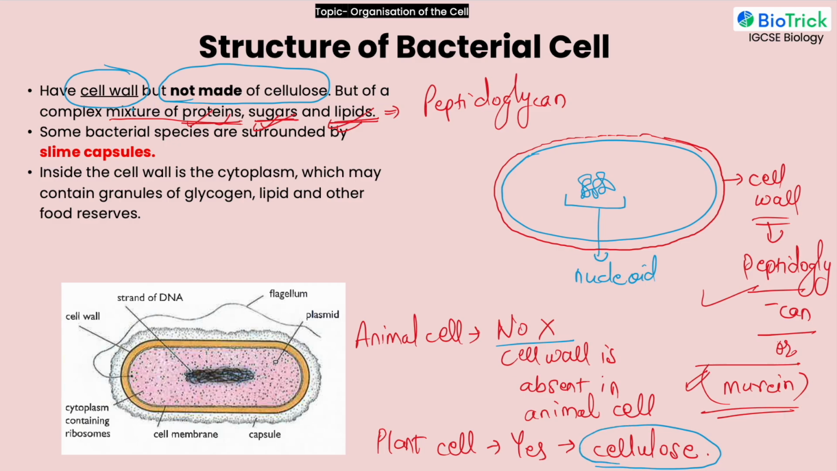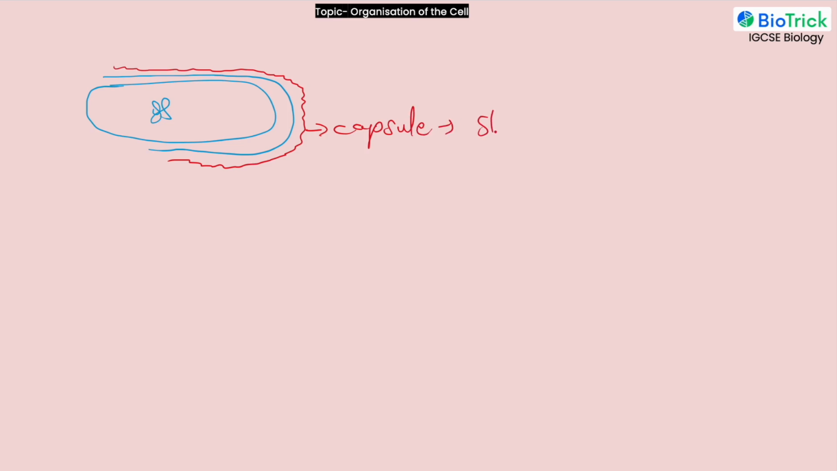Okay. The next term is that some bacterial species are surrounded by slime capsules. In this diagram, this yellow portion is the cell wall. This white structure is the capsule. Now what is a capsule? This is the cell, the genetic material. This is the cell wall. In some bacteria, not in all bacteria, there is another layer outside the cell wall, which is called the capsule. It is a slimy or mucilage layer.